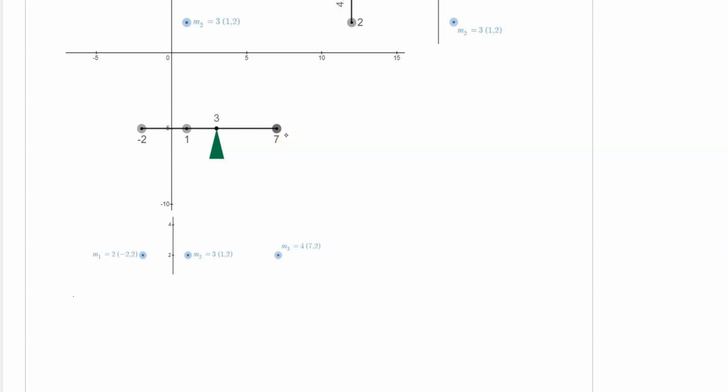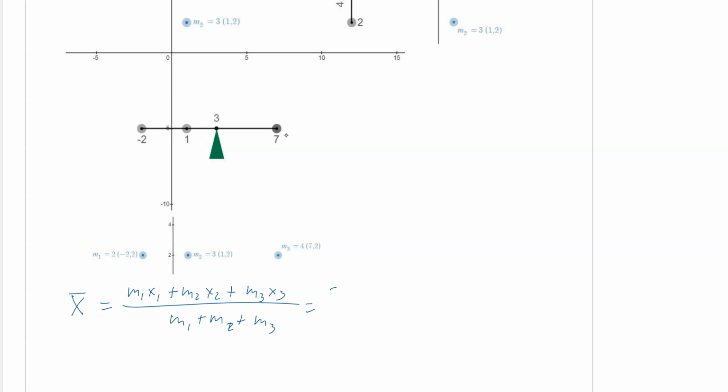So if we want to find our x hat, what we're going to do is take our m1 x1, add it to our m2 x2, and add it to our m3 x3, and then divide it by the sum of all of those masses together.